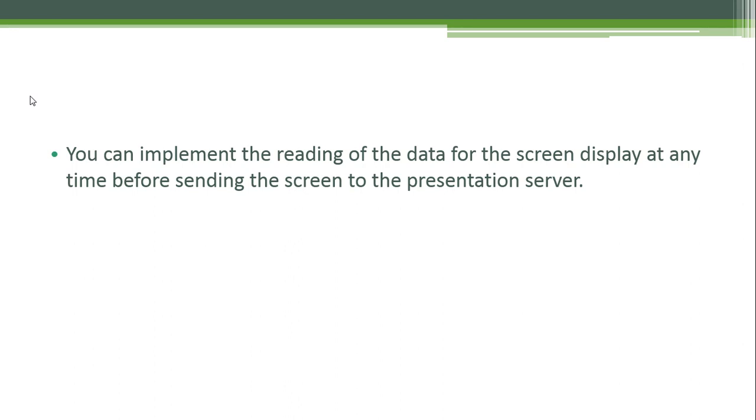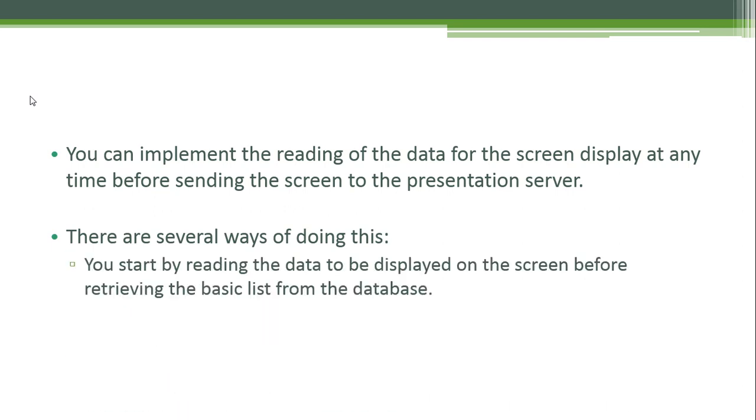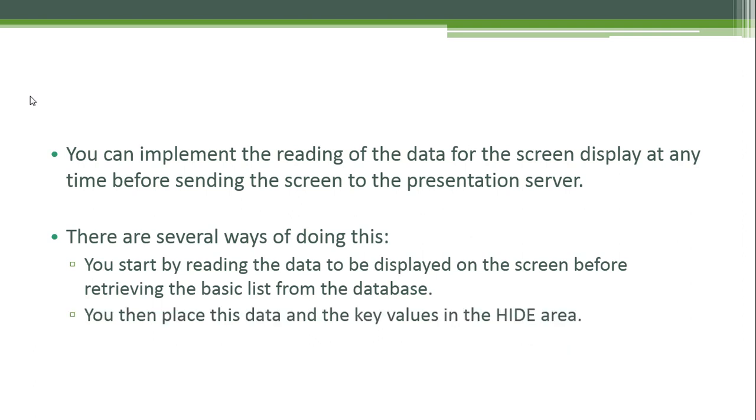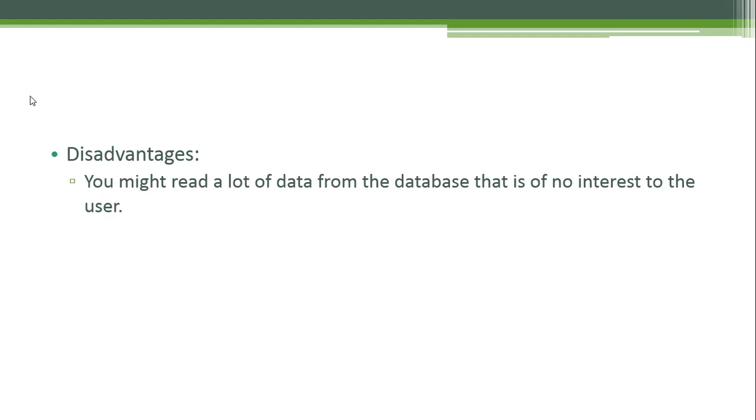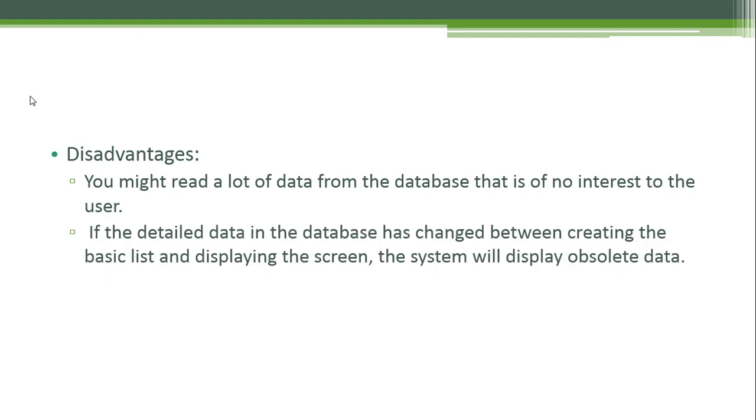You can implement the reading of the data for the screen displayed at any time before sending the screen to the presentation server. There are several ways of doing this. You start by reading the data to be displayed on the screen before retrieving the basic list from the database. You then place this data and the key values in the hide area. For a line selection, all you have to do is copy the data to the table structure so that it's transported to the screen. The disadvantage of this is that you may read a lot of data from the database that is of no interest to the user. If the detailed data in the database has changed between creating the basic list and displaying the screen, the system will display obsolete data.